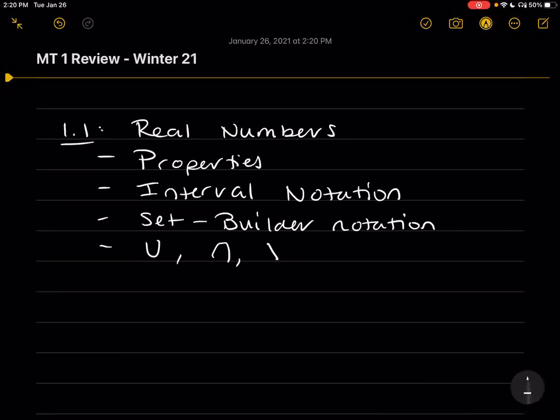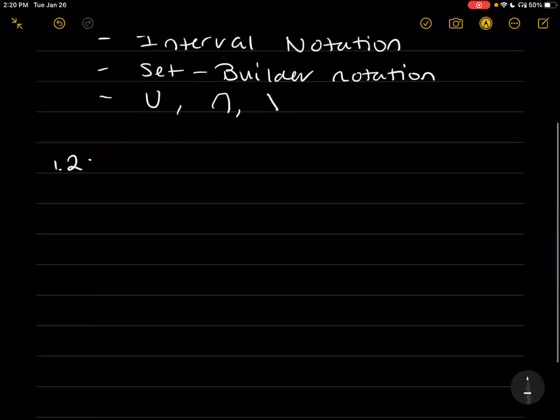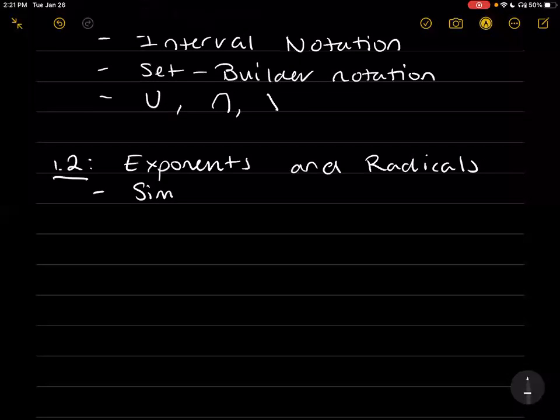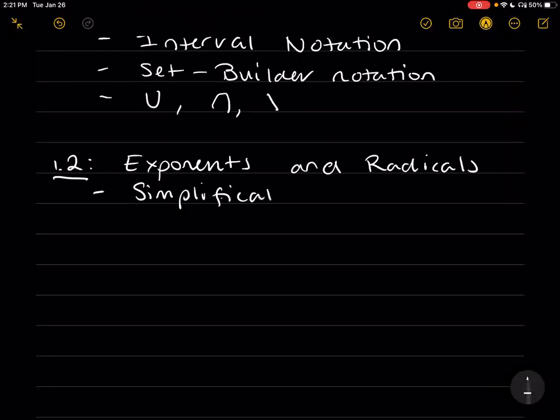All right, the next section that we covered, section 1.2, which was on exponents and radicals. And in that section, we mainly focused on simplification and looking at specifically fractional powers of things. And those two skills will come in handy, especially once we get into chapter 2.